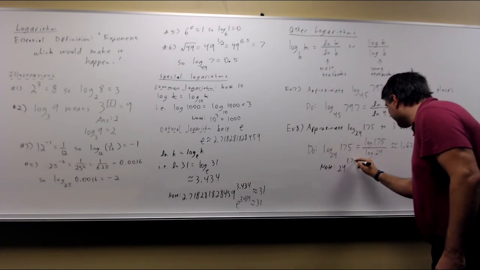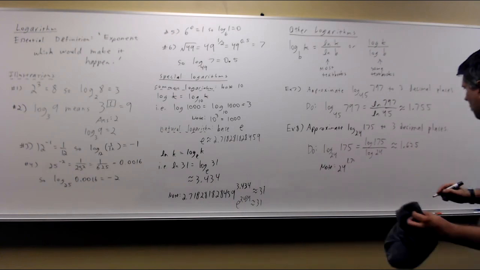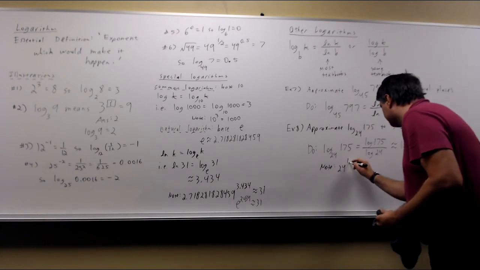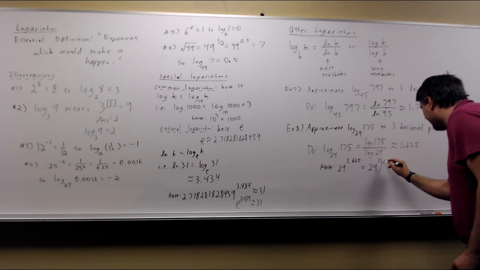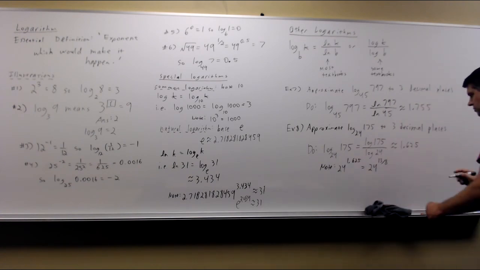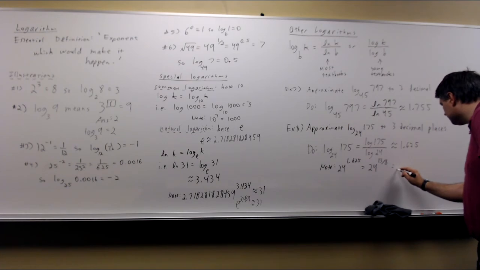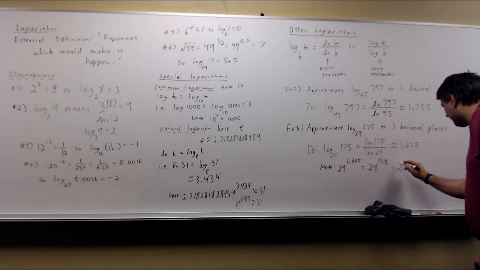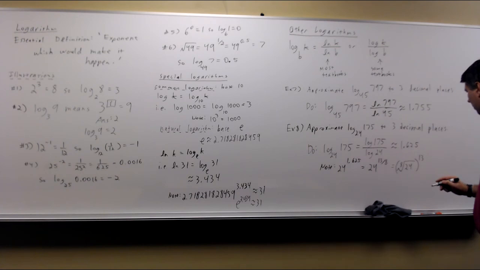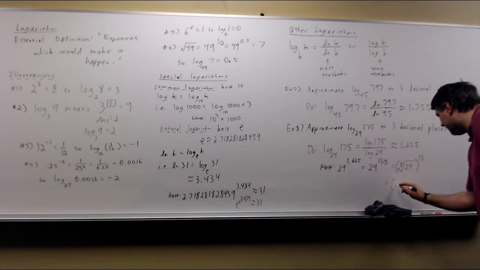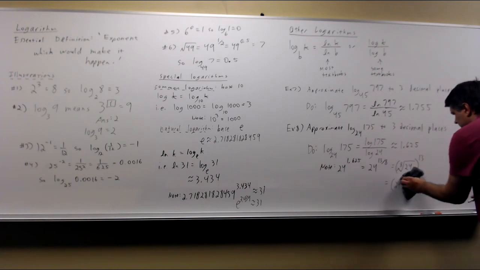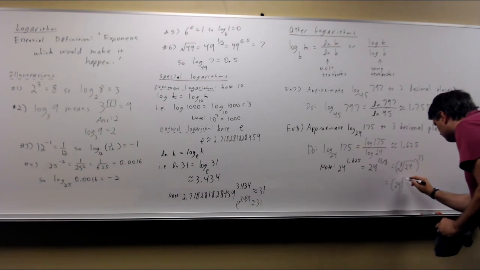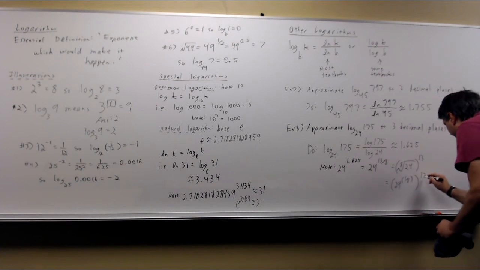Okay? Note, 24 to the 1.625 power equals 24 to 13/8, which is equivalent to the 8th root of 24 all raised to the 13th power. So that will be 24 to the 1/8 power to the 13th power.